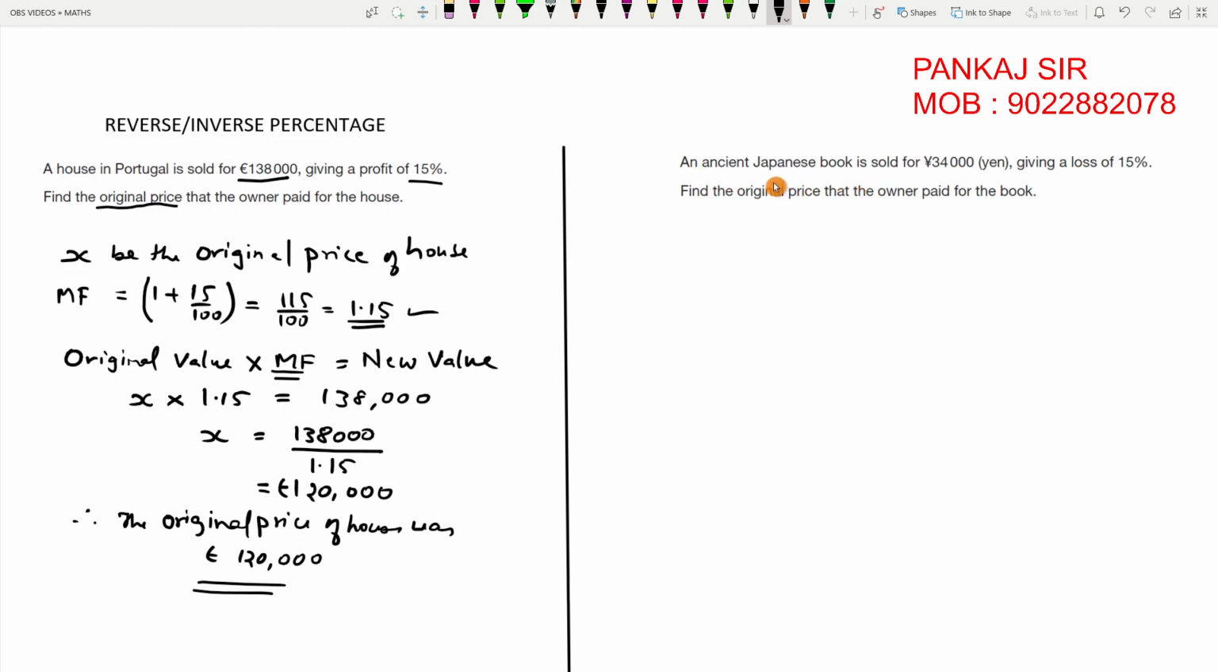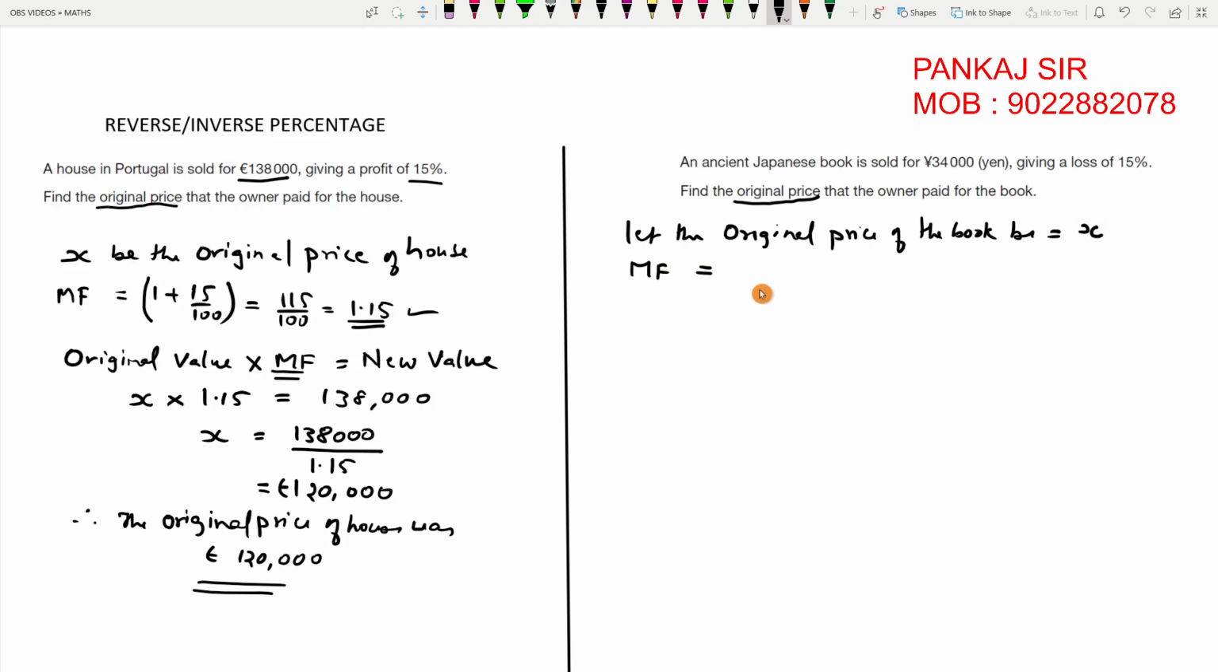This second one is talking about a Japanese book which is sold for 34,000 yen, and in the process it is giving him a loss of 15%, right? Again you have to find the original price of the book. So again, let the original price of the book be X, right?